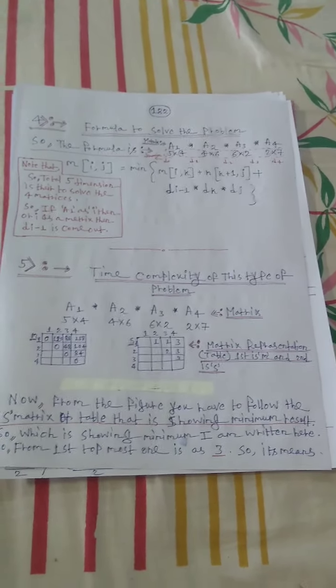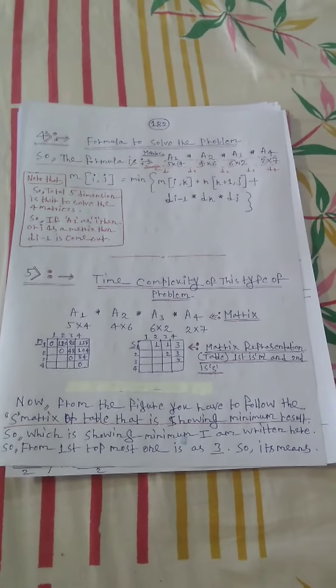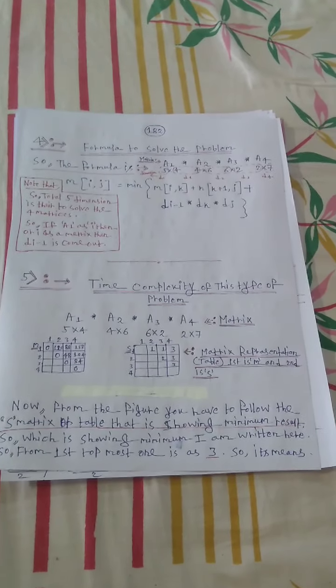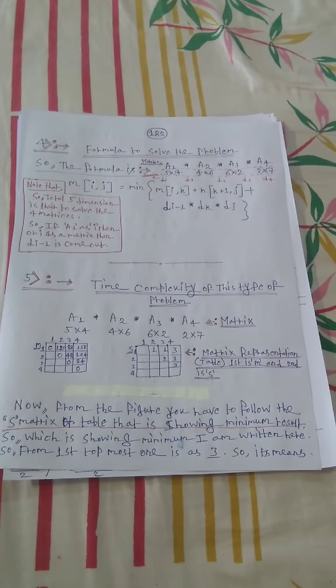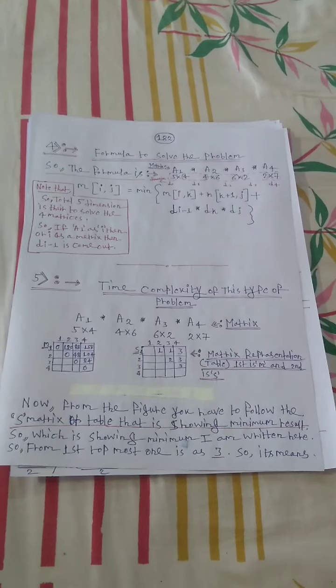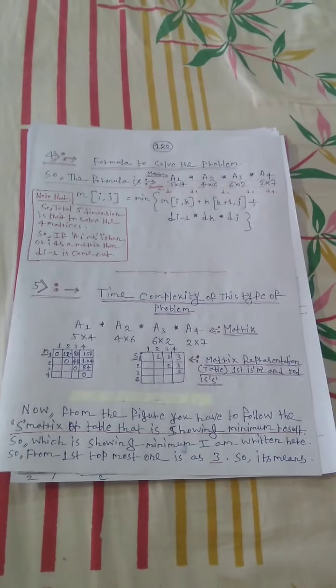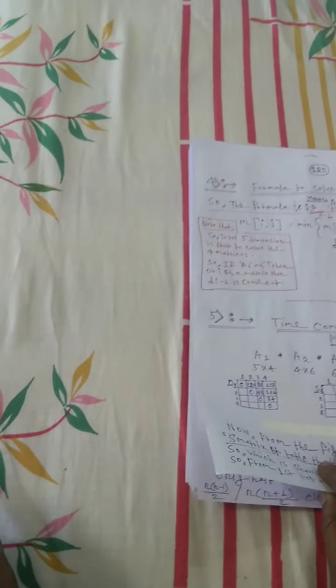Next is the formula to solve the problem. The formula is m[i,j] equals the minimum over k of m[i,k] plus m[k+1,j] plus d(i-1) into dk into dj. So a total of 5 dimensions is there to solve the 4 matrices. If I takes the matrix as i, then d(i-1) comes out. That way this formula comes out.